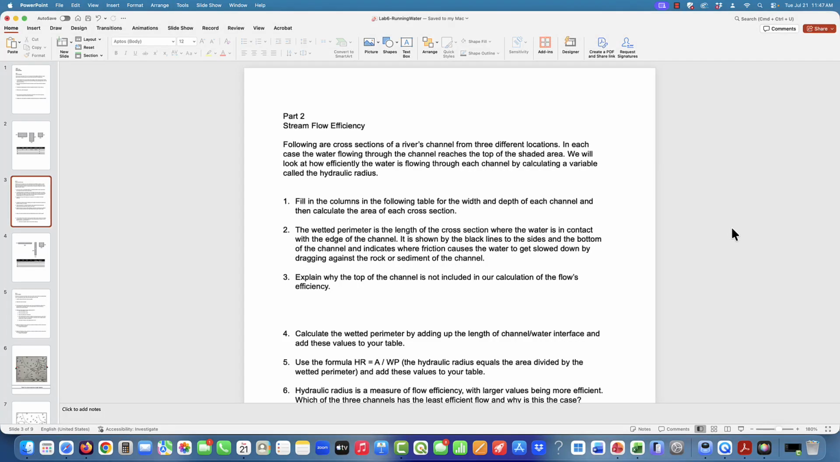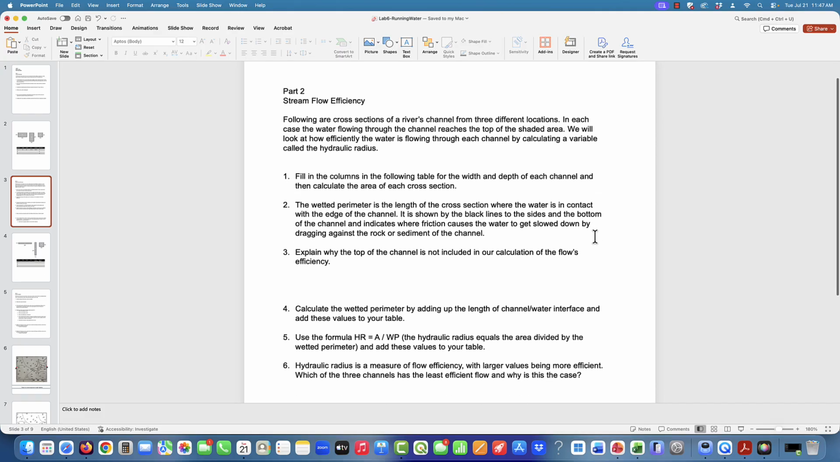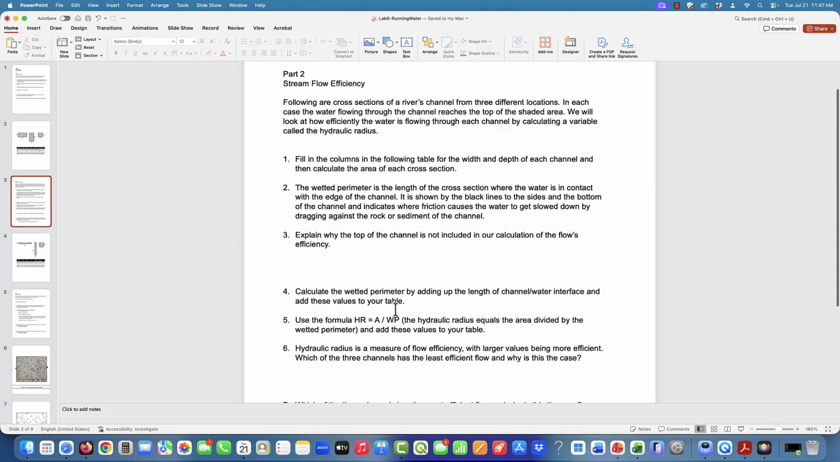Let's get started with part 2 of Lab 6, where we're going to look at stream flow efficiency. And efficiency has a lot to do with how much drag or friction is put on the stream by the channel which is holding it in place. So in this first example here, we're going to use a measure of flow efficiency called the hydraulic radius.